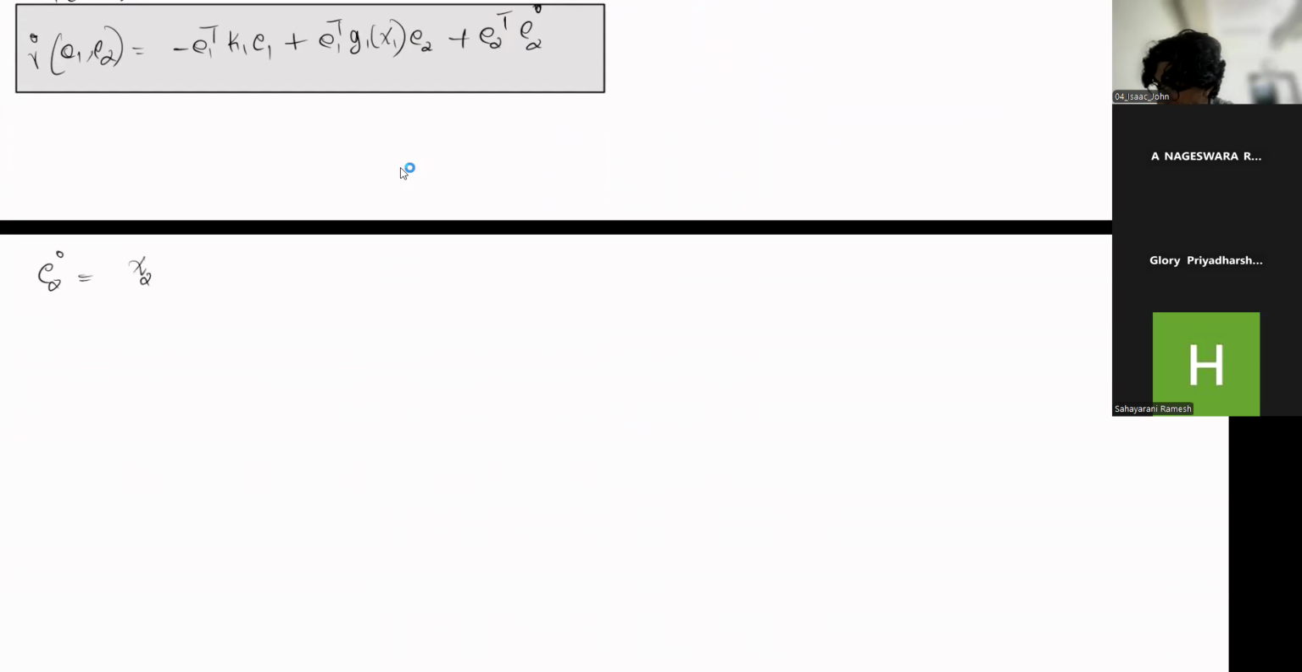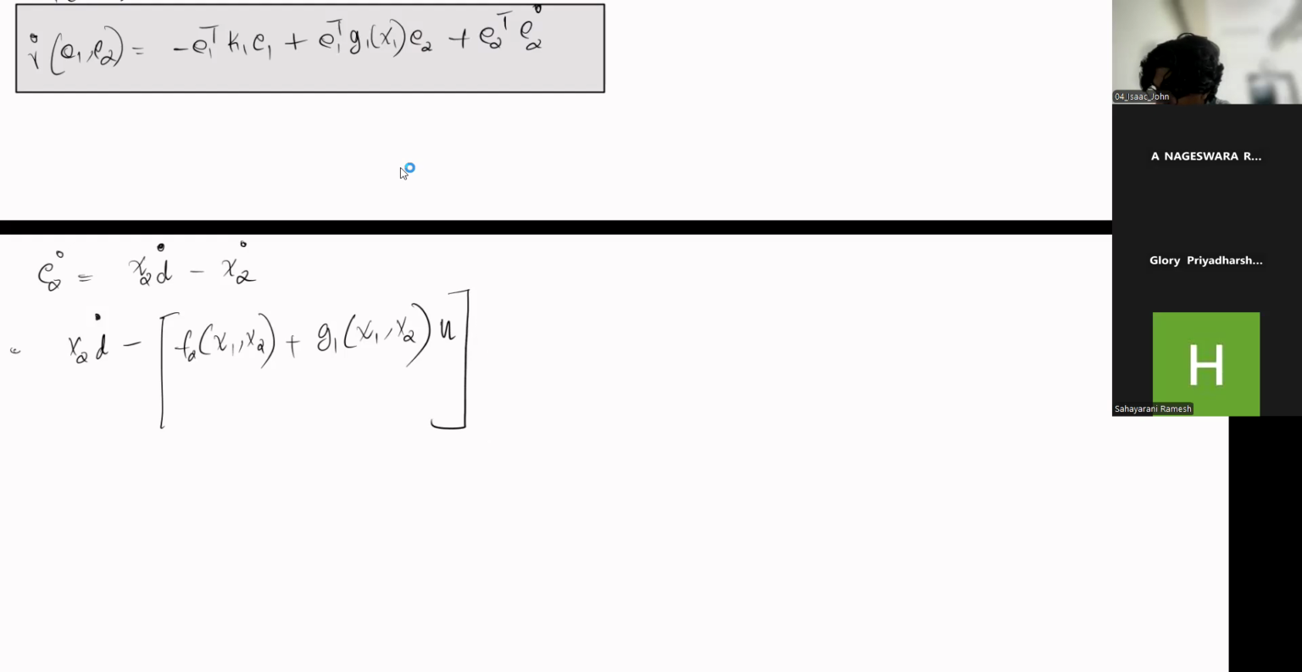So now let's find out an expression for E2 dot, where E2 dot is nothing but X2 desired dot minus X2 dot. So I'll write it like this: X2 desired dot minus, this X2 dot we already know from the state equation. This would be F2 of X1, X2 plus G1 of X1, X2 multiplied by U. So this is going to be your E2 dot.